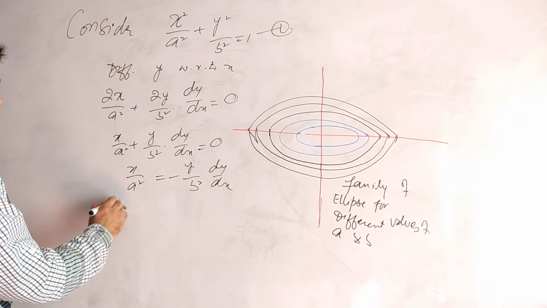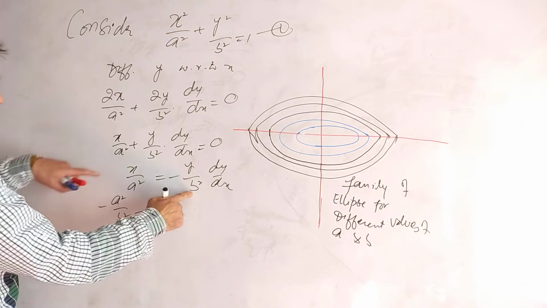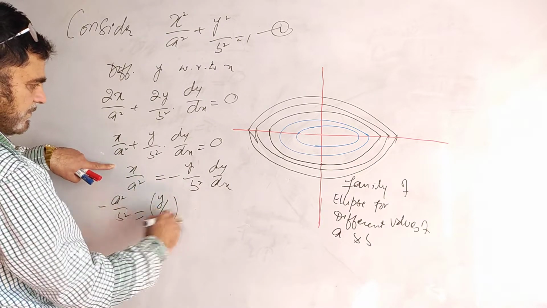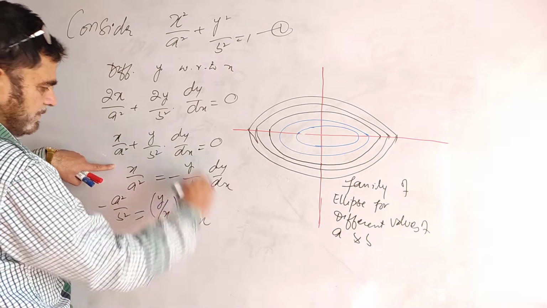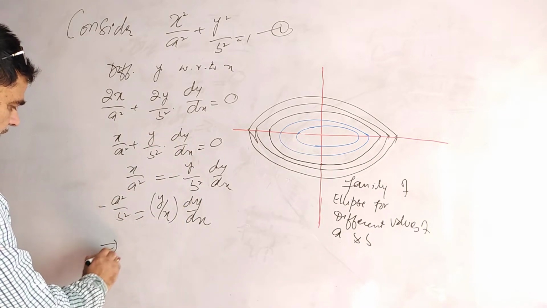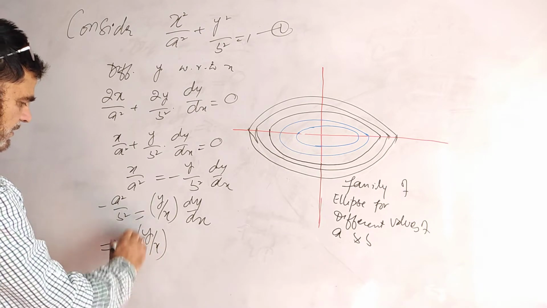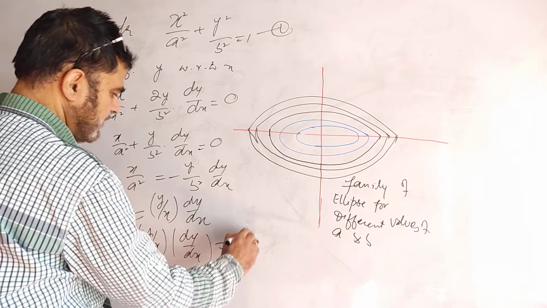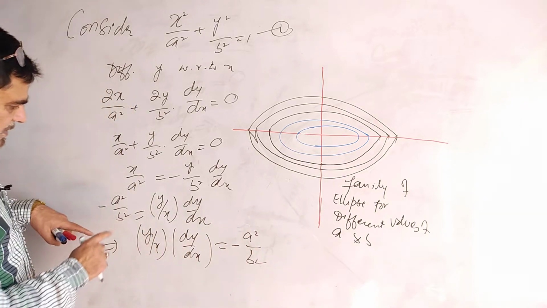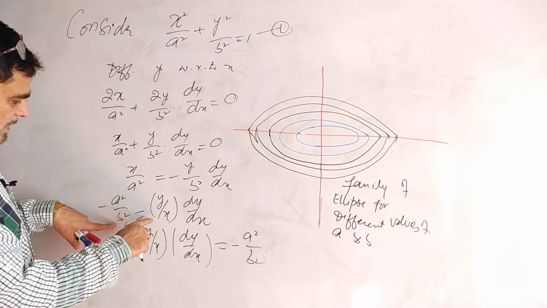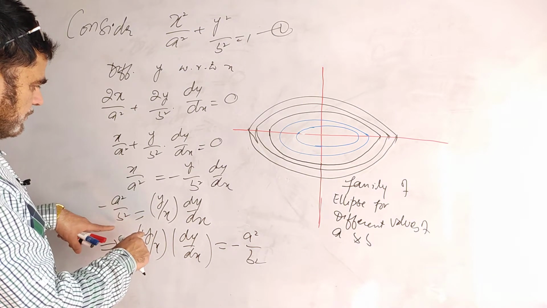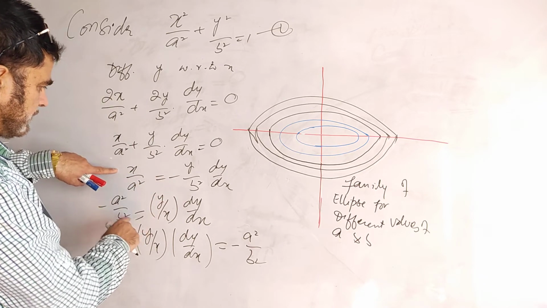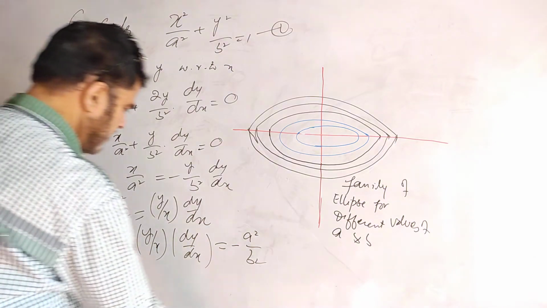You may write minus a square by b square. I will transpose this to this side, minus also. It is y by x dy by dx. This implies y by x into dy by dx is equal to minus a square by b square. Let me check it here. If I cross multiply this, this is b square x. Here we have committed a mistake perhaps.